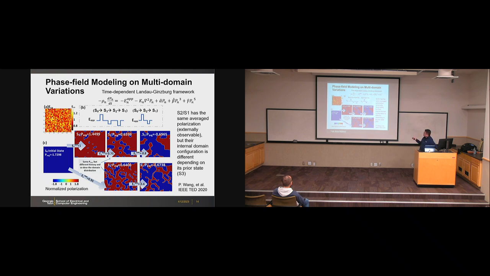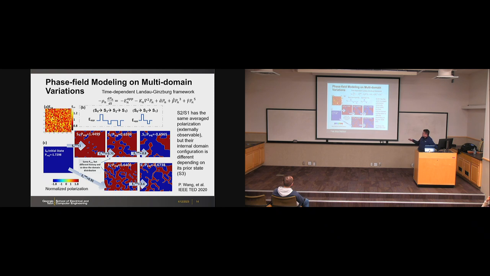Here we did some simulation using the so-called time-dependent Landau-Ginzburg framework. Essentially, it's a numerical simulation describing the domain flipping dynamics as a function of the externally applied voltage and also the domain-to-domain interactions. We assume there are variations from domain to domain, and then we design a similar waveform to the one we used in the testing. For example, this is a larger loop, this is a minor loop. In the larger loop, we first start from the ground state, where all the domains are pointing down, then go to a larger polarization state, and then gradually switch it back, versus directly going to the intermediate state and switching it back.